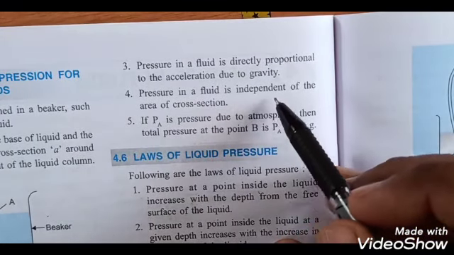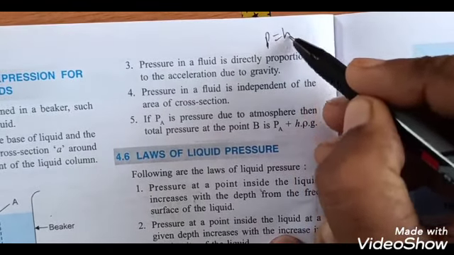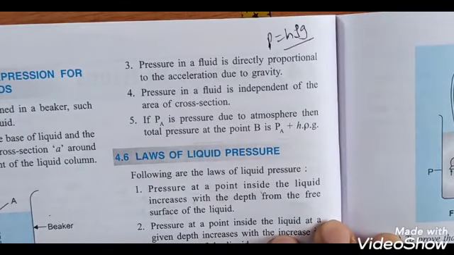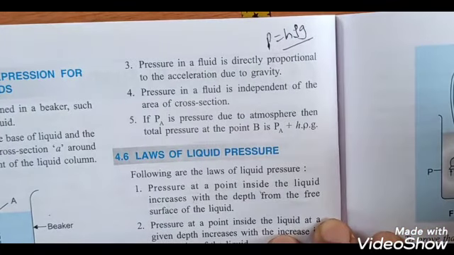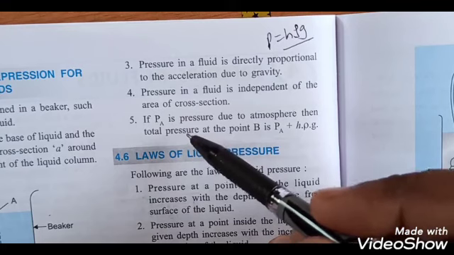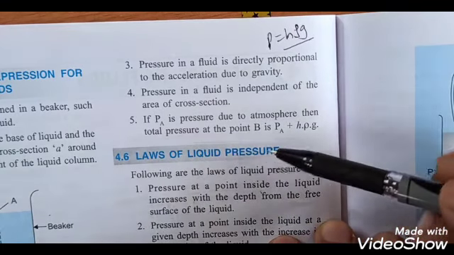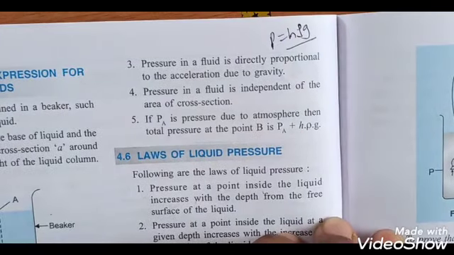Pressure of a fluid is independent of area of cross section. See, in this formula for fluid pressure, h rho g, there is no letter which indicates area of cross section. So pressure does not depend on area of cross section, it is independent. Right? And the fifth one is: if Pa is pressure due to atmosphere, then total pressure at a point within the liquid is Pa plus h rho g.